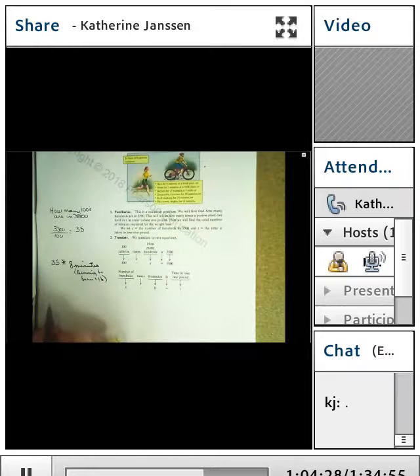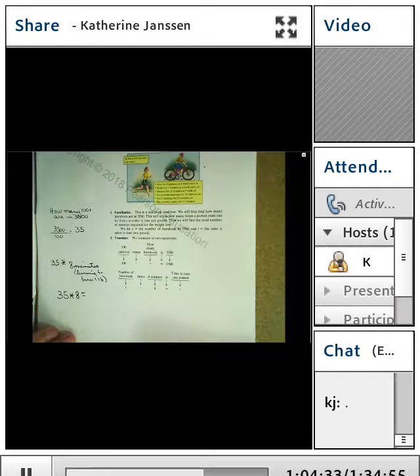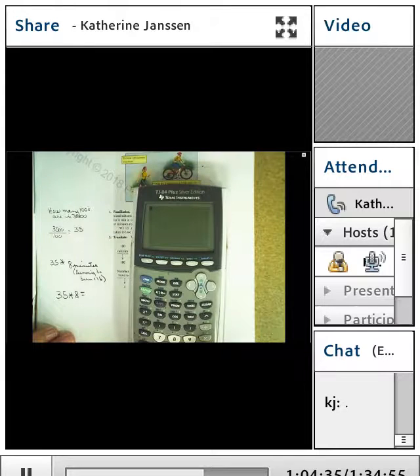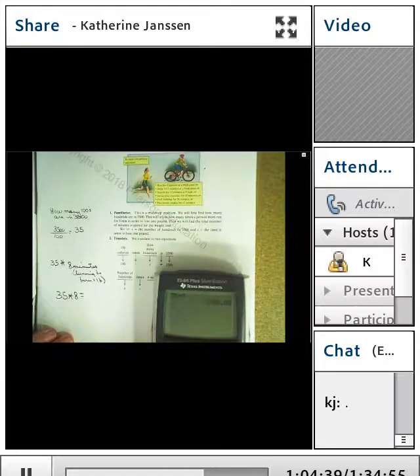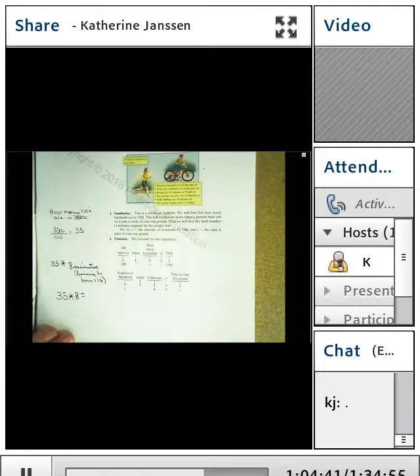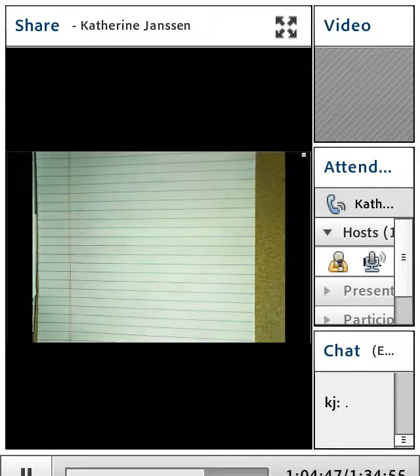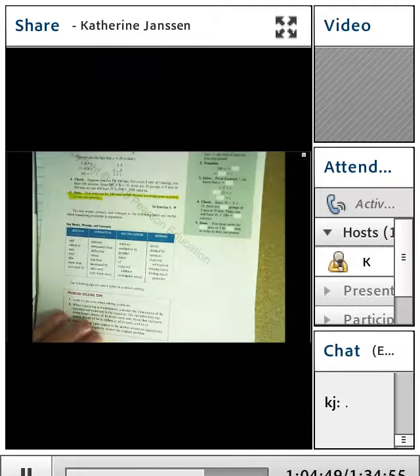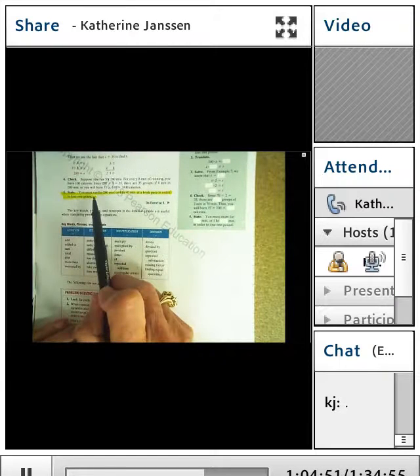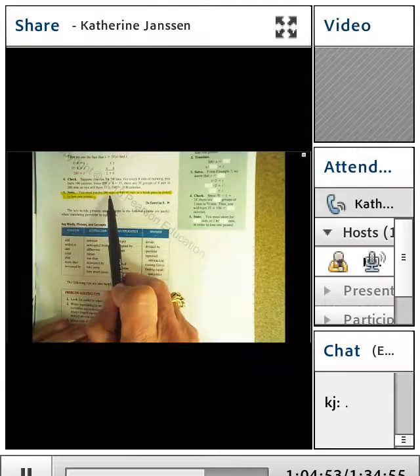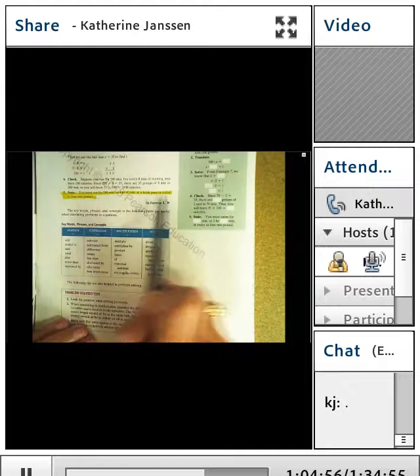So I have 35 times 8. 35 times 8 is 280. So stating my final answer, you must run for 280 minutes at a brisk pace in order to lose 1 pound.